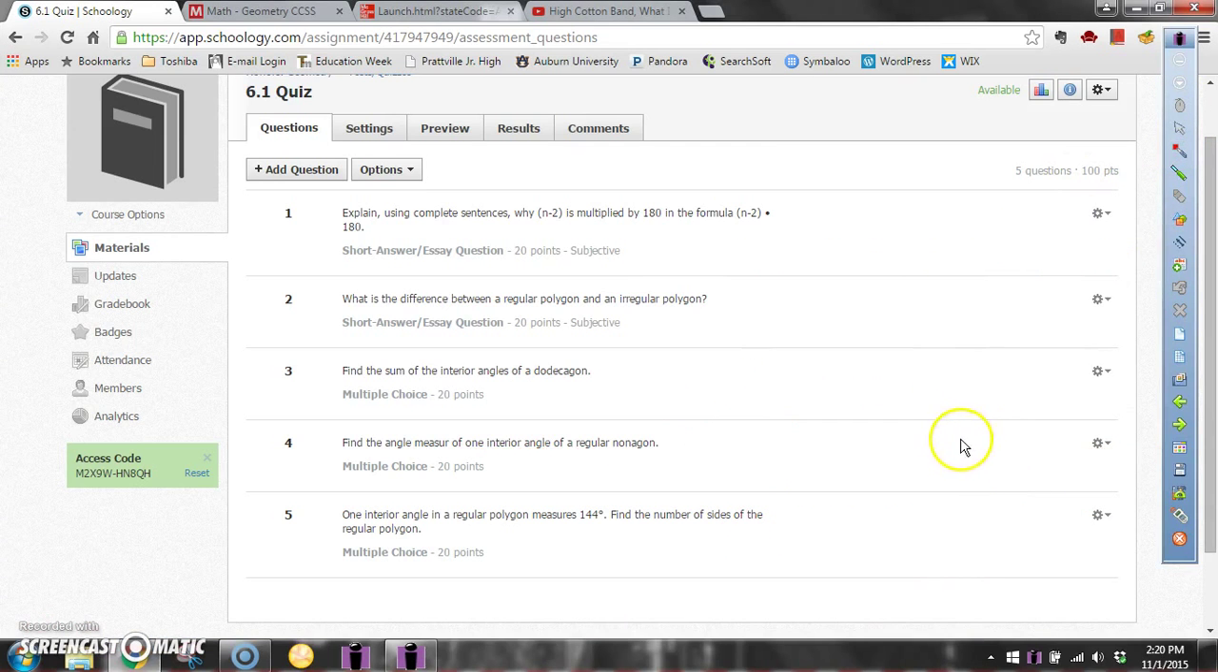All right, and your last one here, this is kind of the opposite of number 4. Instead of finding one of the interior angle measures, you're given one of the interior angle measures, and you're trying to find the number of sides. Since it's basically the same problem, just the reverse, we're going to be using the same approach, or the same formulas, so to speak.